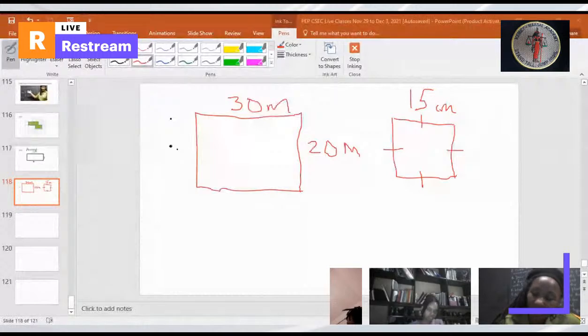All right, so Imani, the area is 400 meters squared. What's the perimeter? Miss, the perimeter would be 20 meters. Are you sure? Oh, sorry, 80. What's the perimeter? Miss, 80 meters.